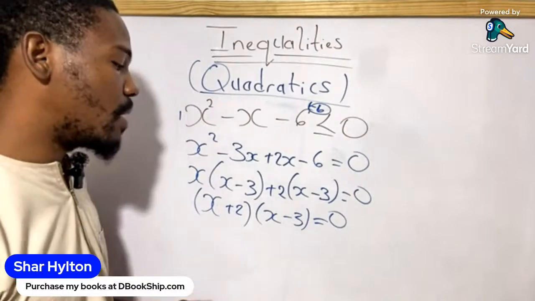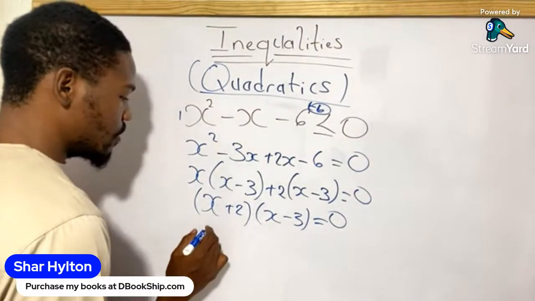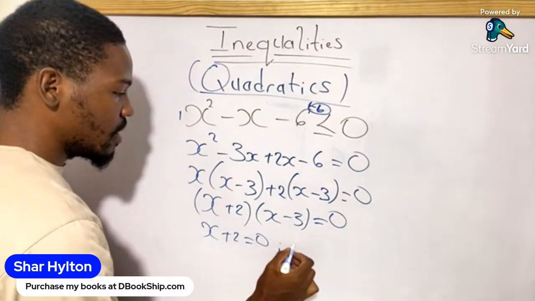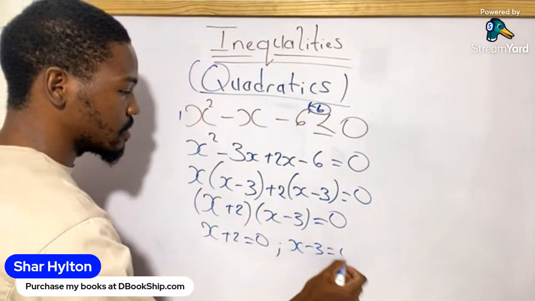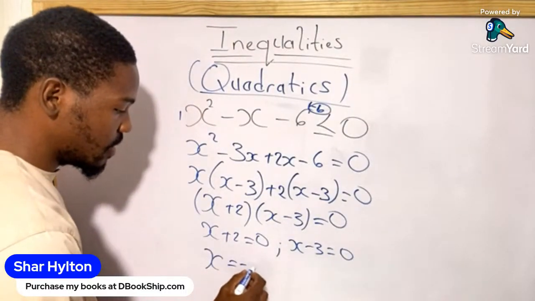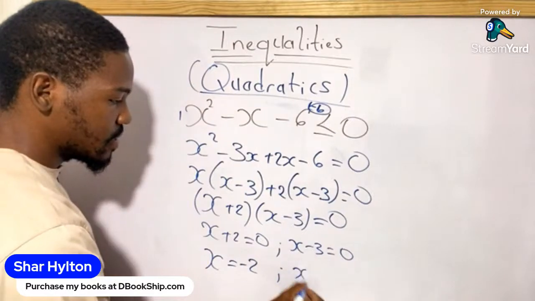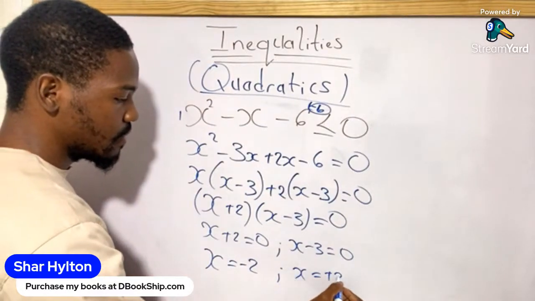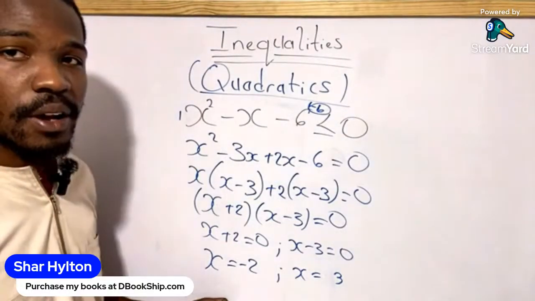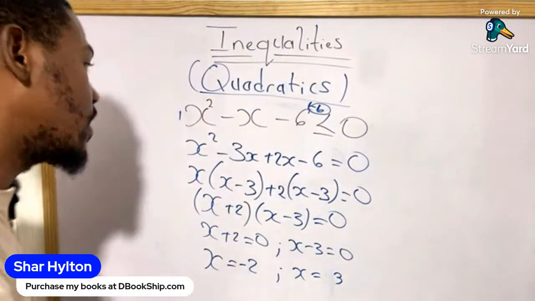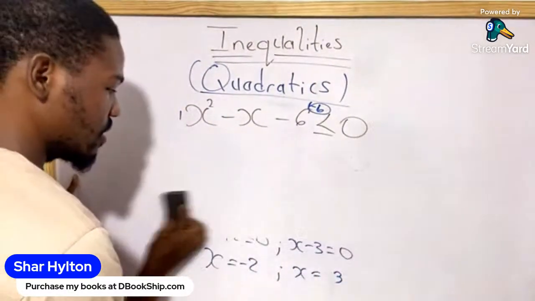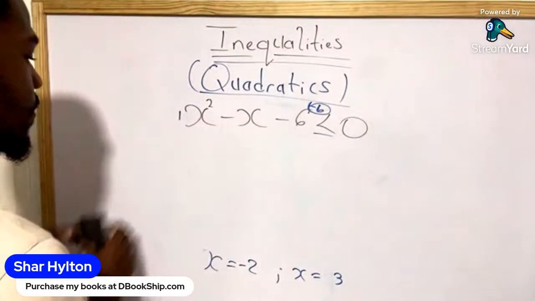Now we are at the part where we are getting closer to our inequalities. Here we have x plus 2 equal to 0 and x minus 3 equal to 0. So this is going to give me x equals negative 2 and x equals positive 3. So there are two values of x, negative 2 and positive 3. So just erase all of that we have here.